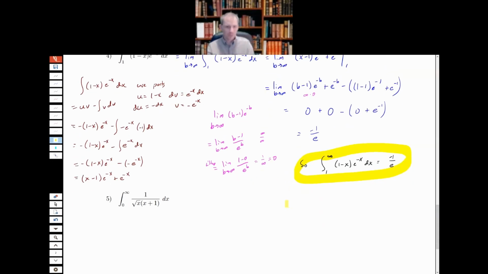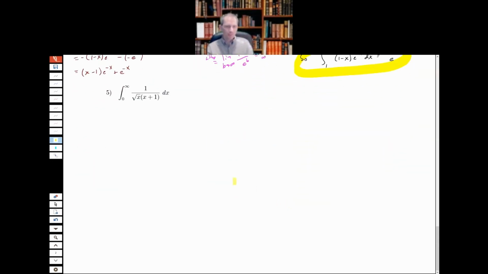Okay. Let's look at number 5. Number 5 is really tricky because I see the infinity. I'm like, okay, that's where this has a problem. However, at 0, if you try to plug in 0, I'll get a 0 in the denominator. 0 is not in the domain either. And in fact, the denominator has a problem at 0 and also a problem at negative 1. The negative 1 is not in my interval, so I don't have to worry about that. But I do have to worry about the 0. So both the 0 and the infinity are problem points.